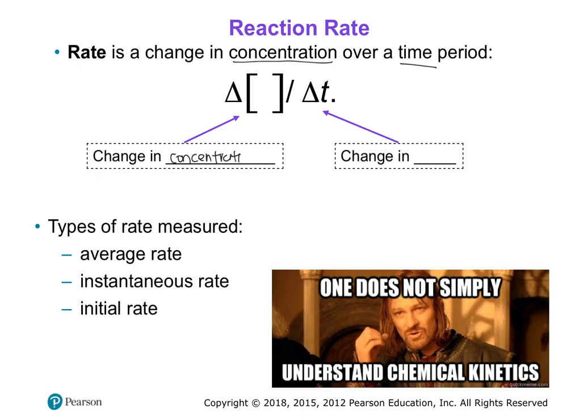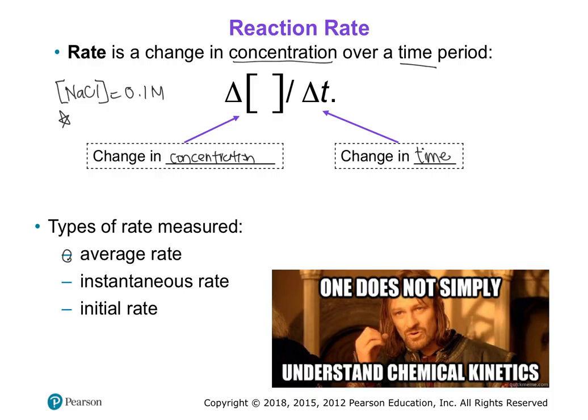So if I had a solution with a concentration of, let's say, sodium chloride, I would write the concentration of sodium chloride is 0.1 molar, just as an example of how we use the brackets. And then in the denominator is the change in time. Usually that's in seconds, but you might use different units for time depending on how fast the reaction is going.